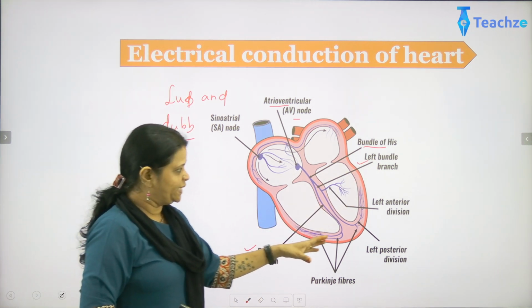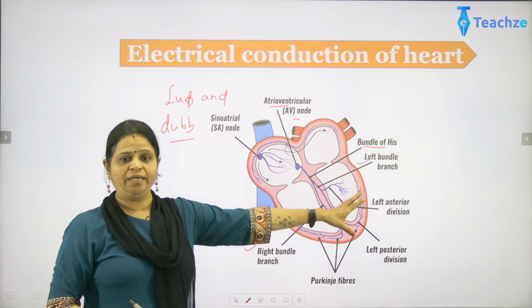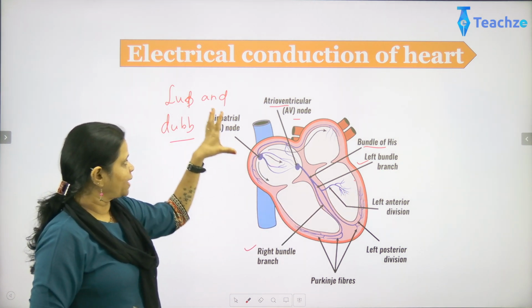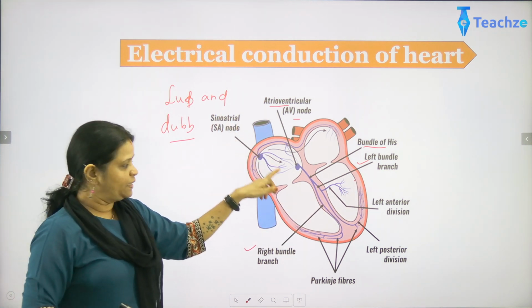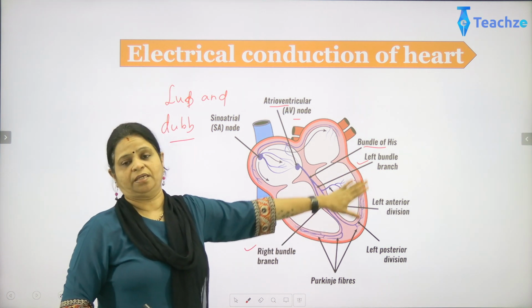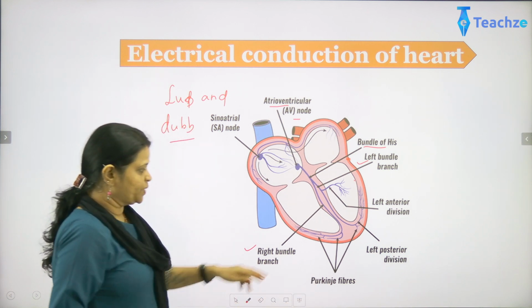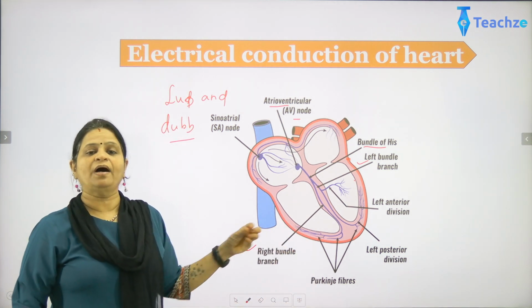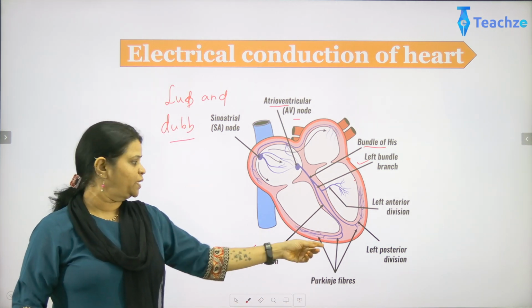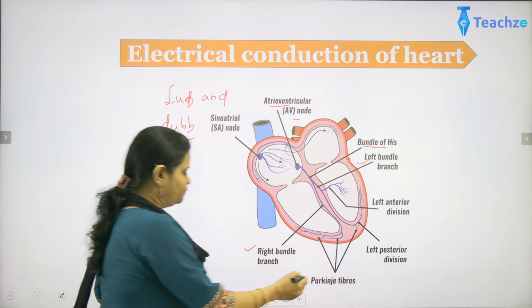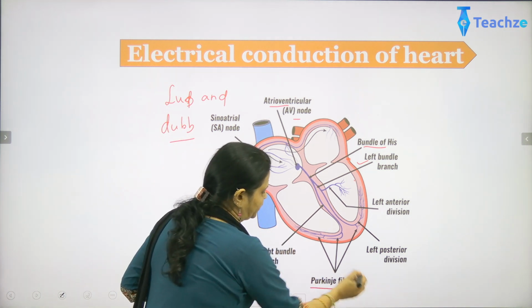Now, this one will deviate towards the walls of the heart, and that's how the impulses right from the sino-auricular node will be carried towards the walls of the heart. Here it is dividing into two, and when they divide, they give out smaller branches, which are called the Purkinje fibers.